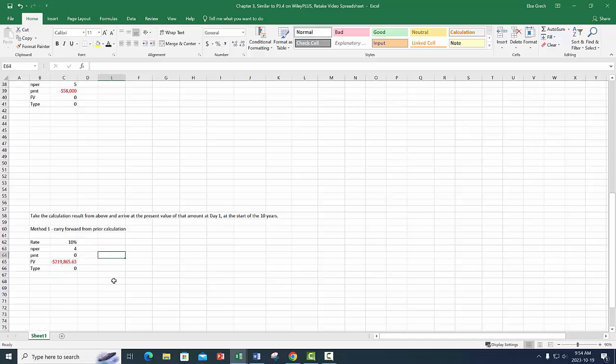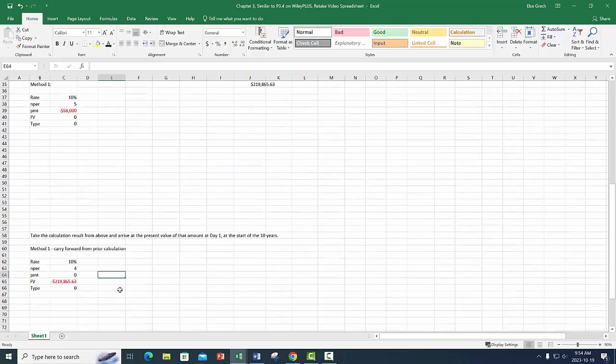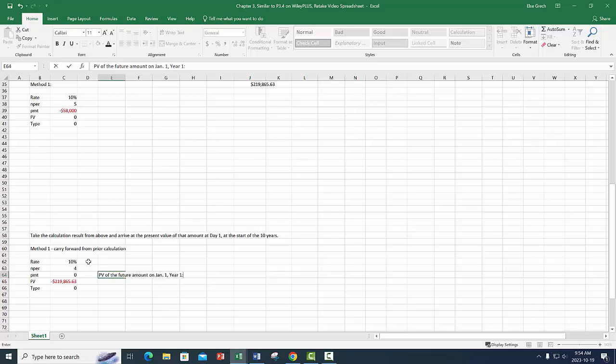Let's calculate now. And keep in mind, what I'm calculating is the present value of this future amount on January 1st, year 1. I'm going to say present value of the future amount on January 1st, year 1. This is what I'm calculating. So we're going to do equal present value, and we're going to use our same rate, number of periods, payment, my future value, and my type. $150,171.19. That's what it is.